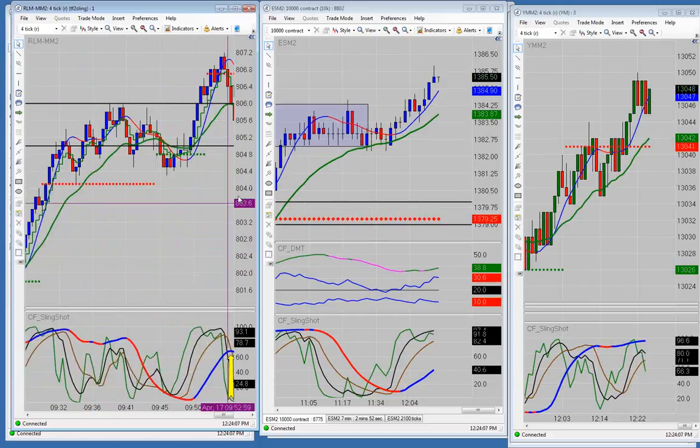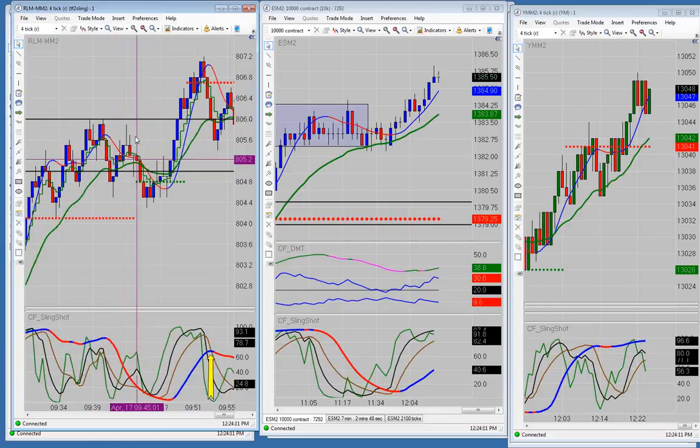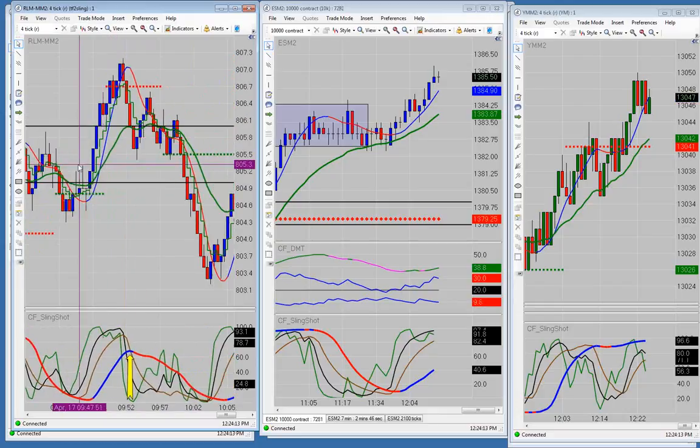I'll show you what's set up. The Russell was in a weekly trading zone or near a weekly trading zone most of the morning. That's why we didn't do anything. I had missed a couple of trades.